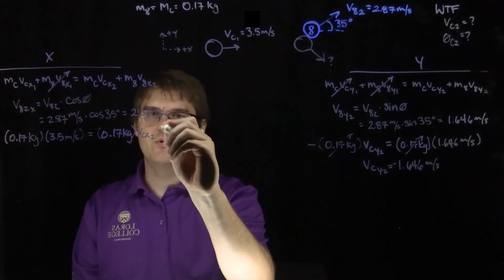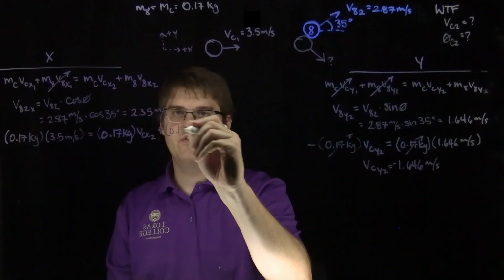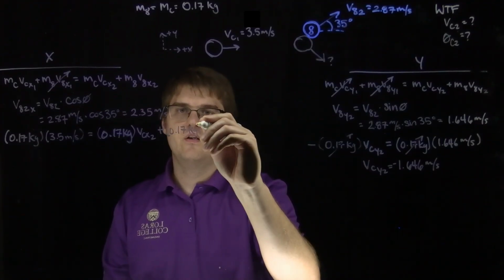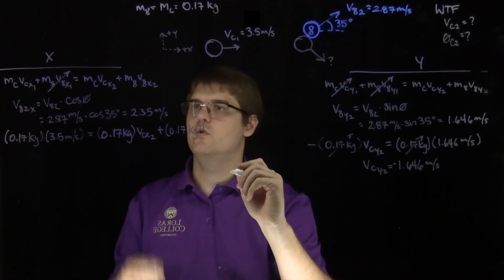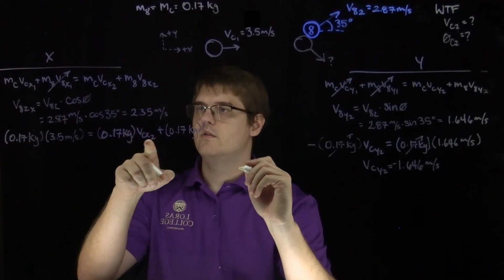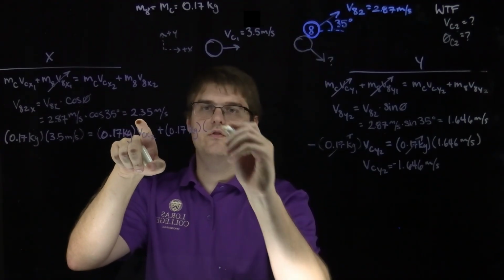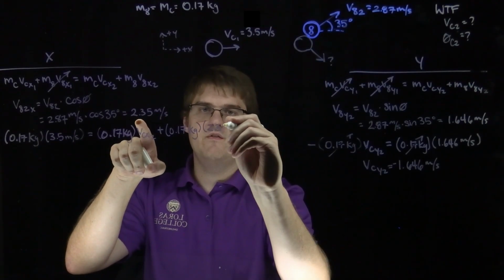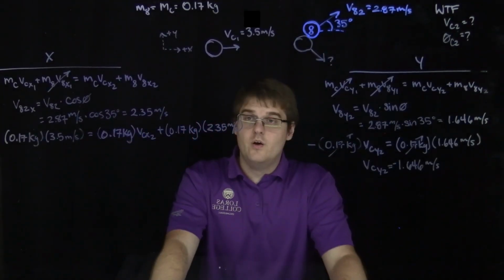And then I'm going to add the mass of my 8 ball, so 0.17 kilograms times the velocity of my 8 ball at time 2 in the x. Everything here is in the x, and that is 2.35 meters per second.